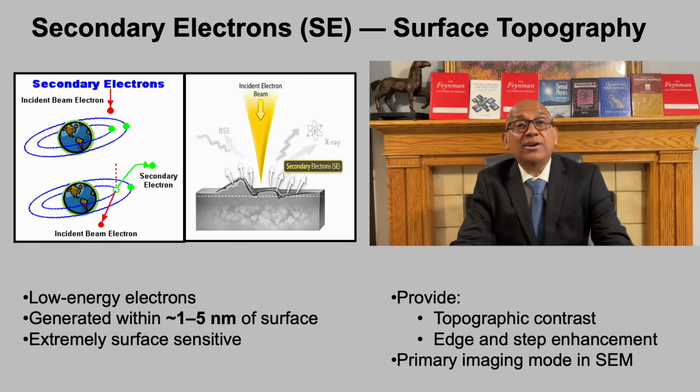This makes secondary electron imaging ideal for revealing surface topography. Features such as edges, steps, corners, and fine morphological details appear with a strong contrast, often giving SEM images their characteristic three-dimensional appearances. For this reason, secondary electron imaging is the primary mode used in SEM when the goal is to examine surface morphology and fine structural features at high spatial resolution.